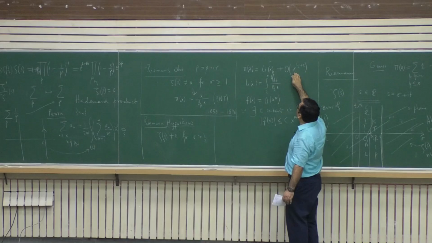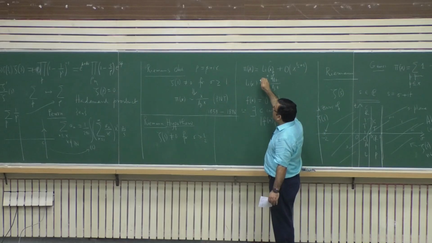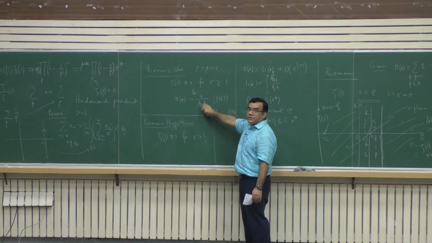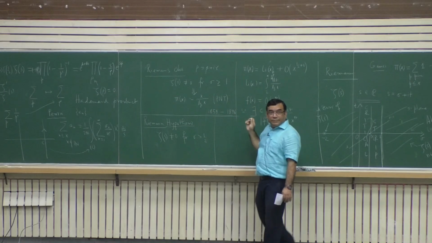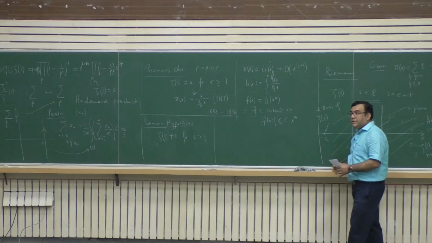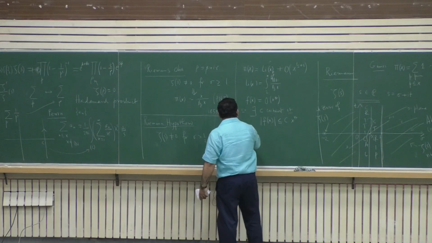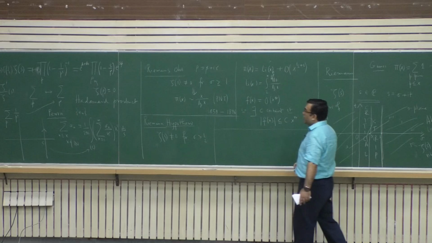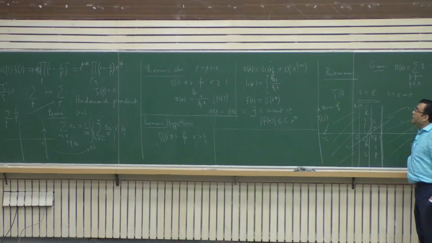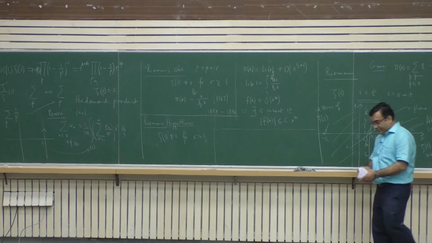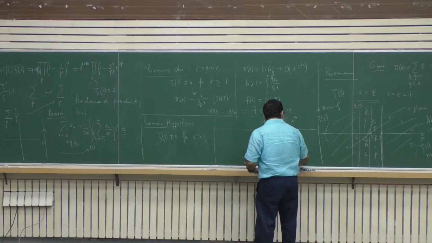Okay, so for every epsilon, the difference between pi(x) and li(x) is like x to the one half. So there is a square root saving. Okay, so it will give you the ultimate prime number theorem. The number of primes is exactly like li(x). Good.